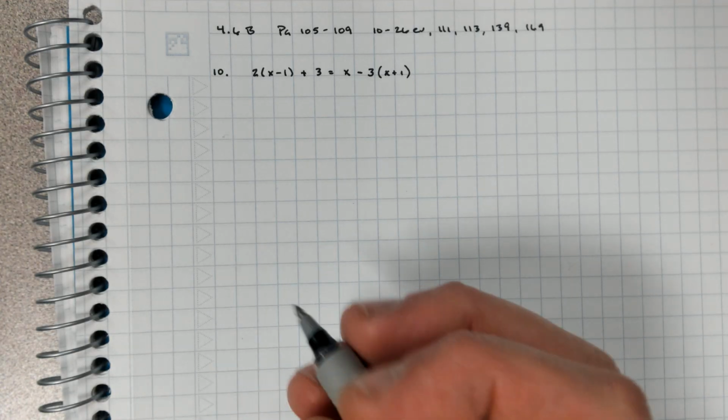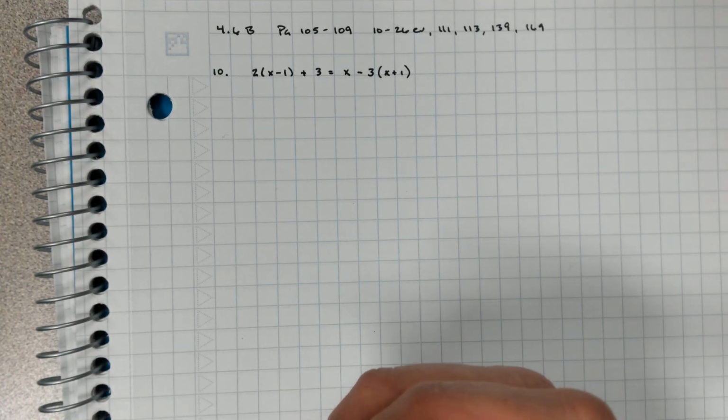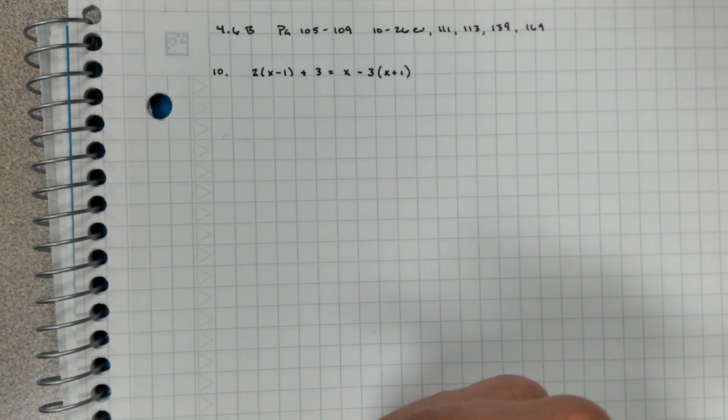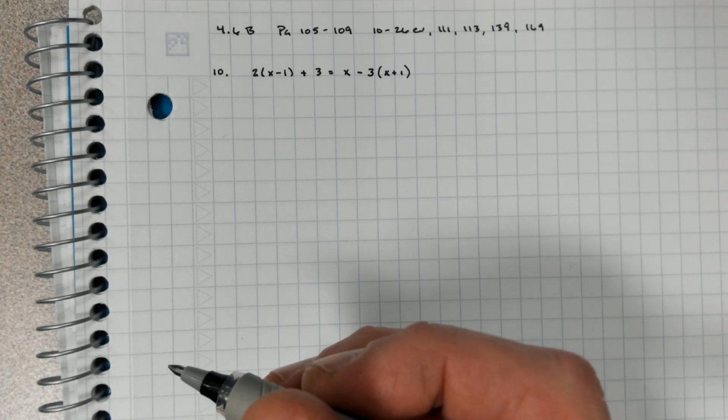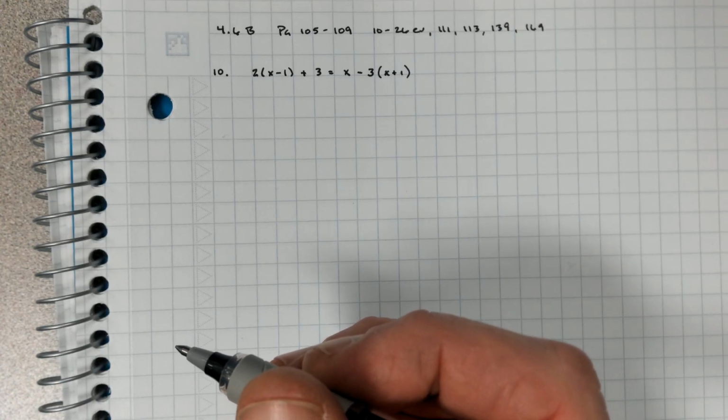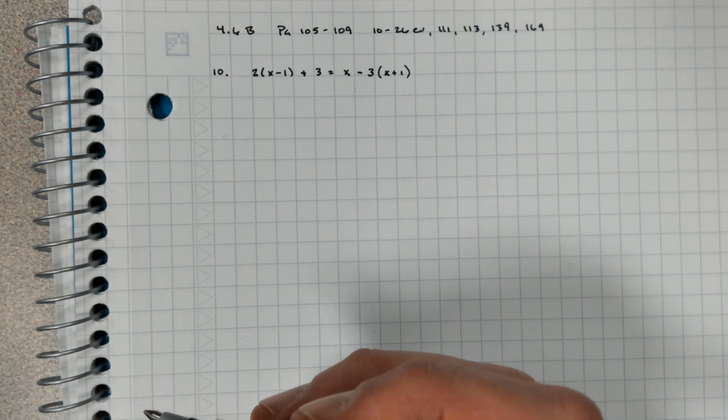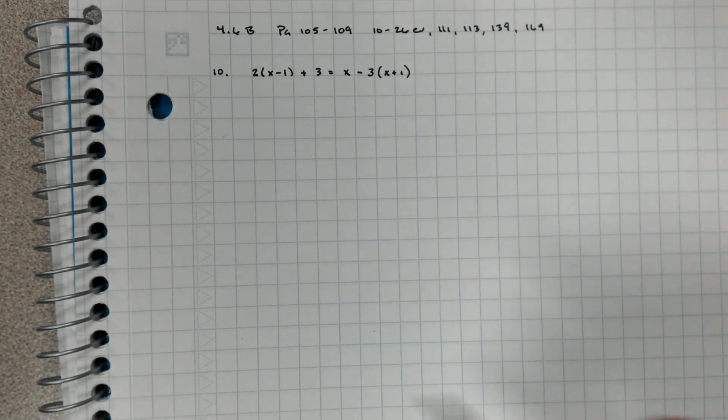So the first couple are not rational functions, or at least the first one's not. And then the next one is not quite. Maybe the next two are not quite. But they're just good practice solving equations. So let's go ahead and get started with number 10.